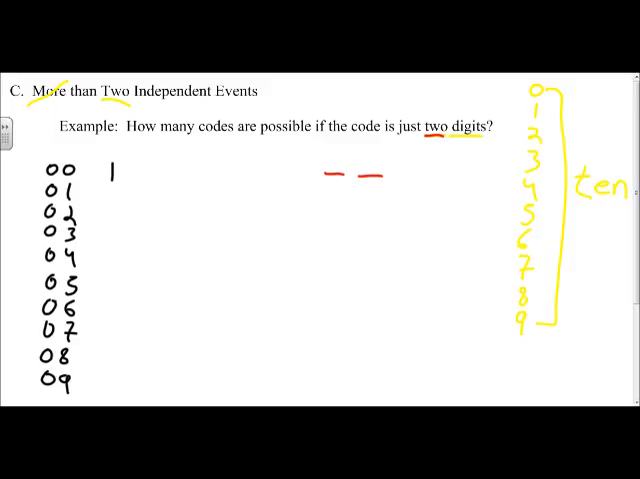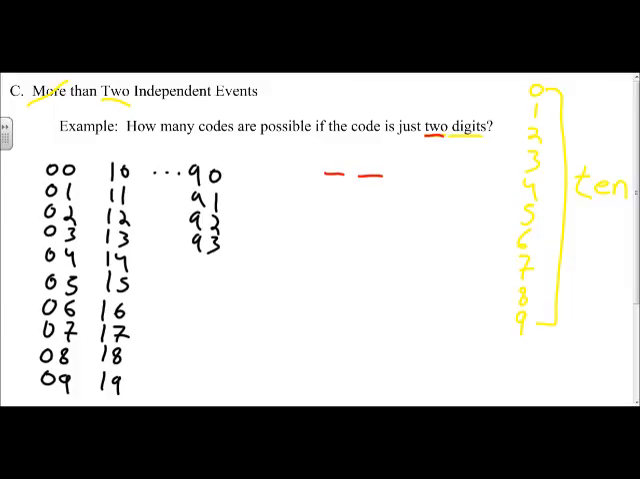What if our code started with 1 though? So we could have 1 0, 1 1, 1 2, all the way down to 1 9. Now instead of writing all of these out, the ellipsis, dot, dot, dot, says that we go all the way to 9 0, 9 1, 9 2, and all the way down to 9 5, 9 6, 9 7, 9 8, and 9 9. So this would contain all the possible outcomes, or the possible codes, if we just had 2 digits.